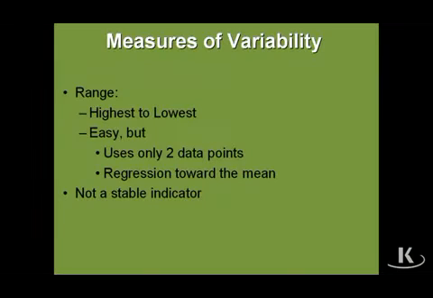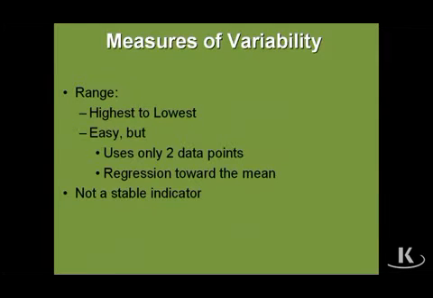Let's now leave behind central tendency and turn our attention to the second parameter to describe our distribution. I want to talk about variation. Variation is a fancy way of saying how fat or thin is the distribution that we're looking at.